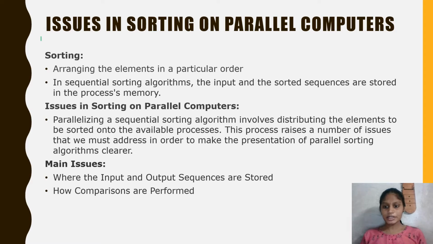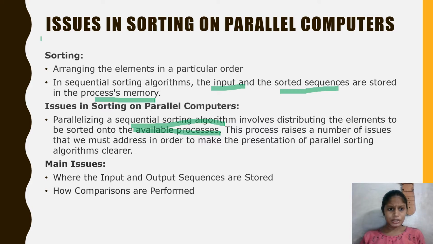Sorting means arranging the elements in ascending or descending order. In sequential sorting algorithms, the input and the sorted sequences are stored in the processor's memory only. But in parallel computers, sorting involves distributing the elements to be sorted onto the available processes. This raises a number of issues that must be addressed in order to make the presentation of parallel sorting algorithms clearer. The main issues are where the input and output sequences are stored, and how comparisons are performed.